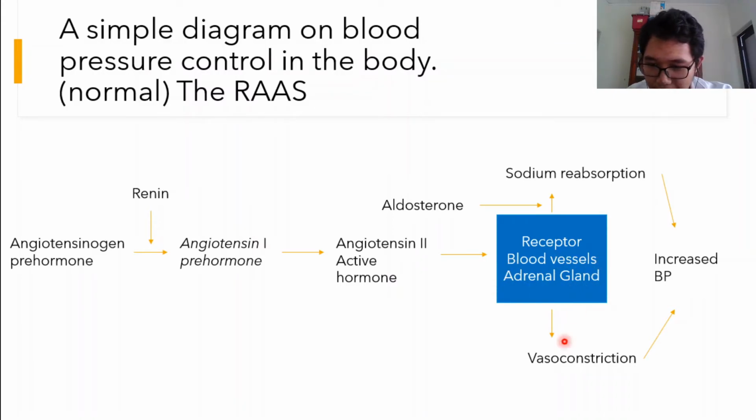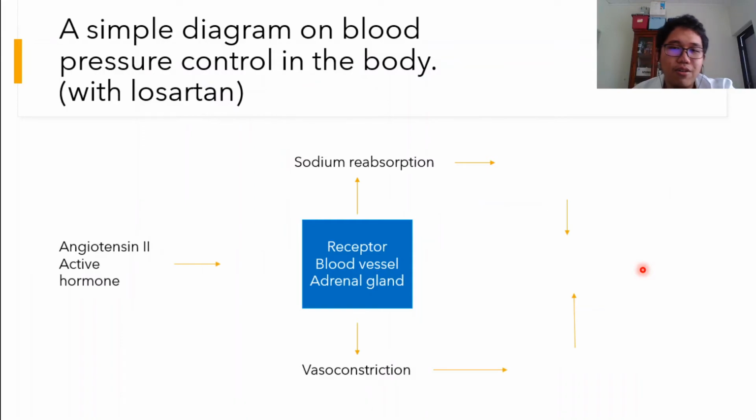So for the blood vessels, it causes vasoconstriction, which means that your blood vessels will be narrower, hence there will be higher resistance, thus there is increased blood pressure. And for the adrenal glands, it stimulates the release of aldosterone. So aldosterone will actually increase sodium reabsorption. So there's more sodium reabsorption, there is higher sodium content in the body, which leads to increased blood pressure as well. Now, that was the normal process.